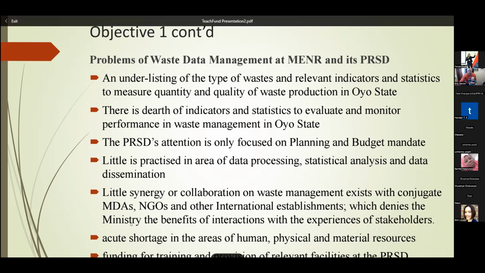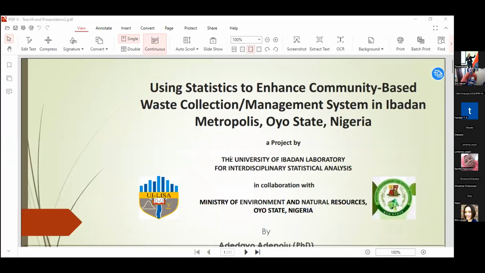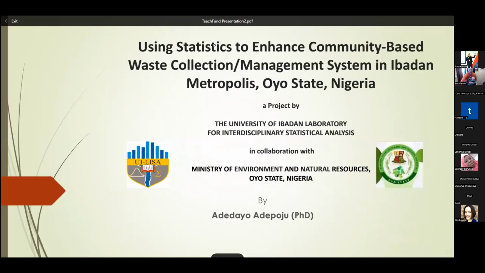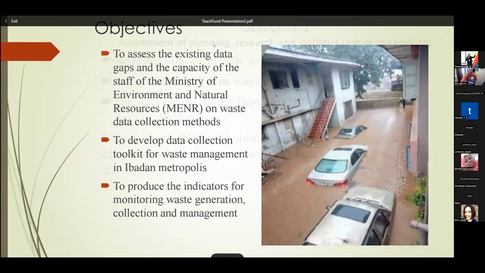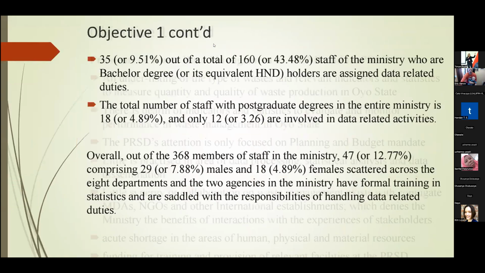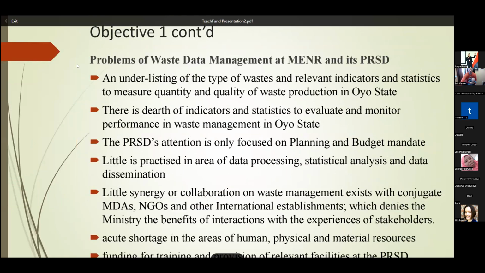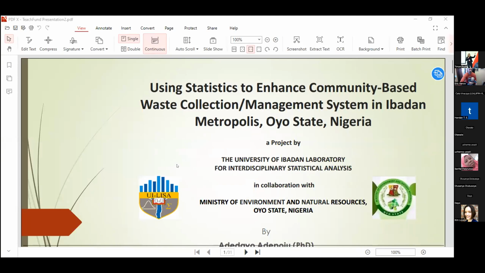So their only focus is on planning and budgeting. That's all they do in the department. So, and then, okay, I'm so sorry. I don't even know where to put this thing.